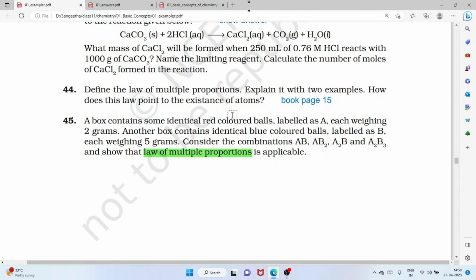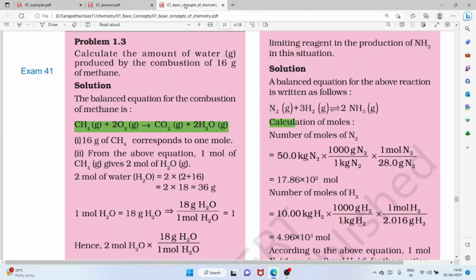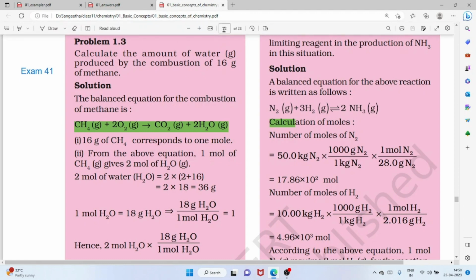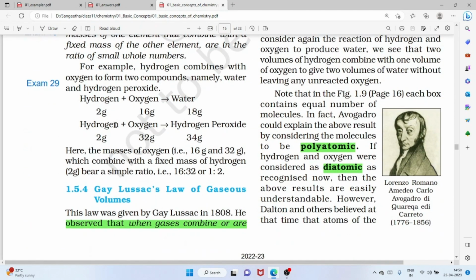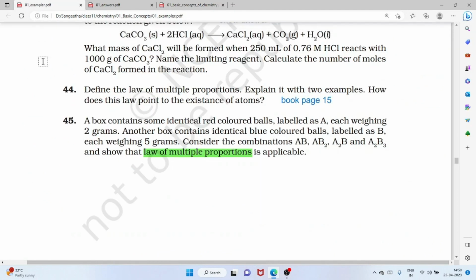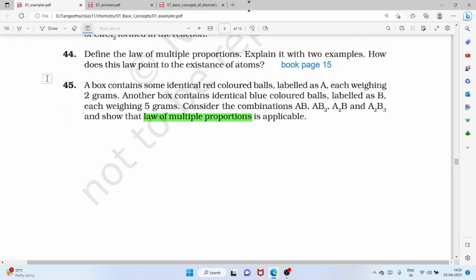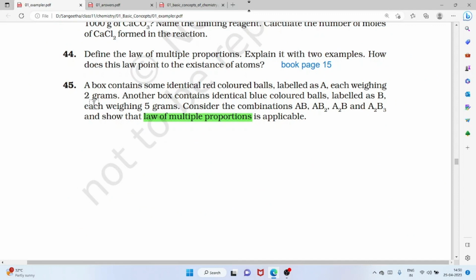Define the law of multiple proportion. Explain. The 215 is already explained. Law of multiple proportion. They have given examples also here. So this law of multiple proportion also you can go through it.